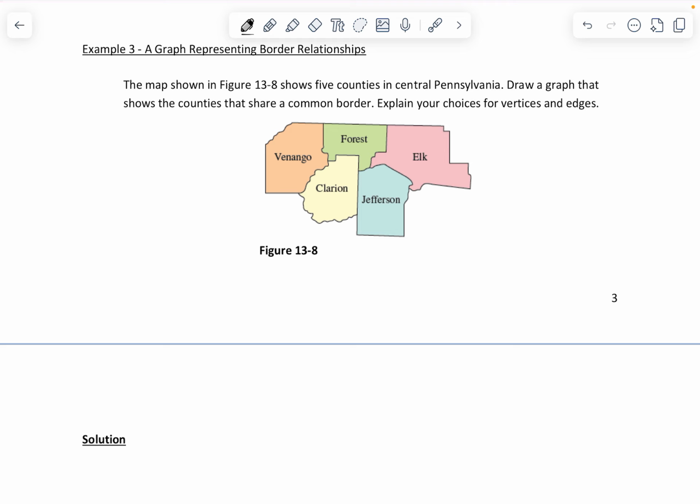In essence, the common borders are what connects the counties because you cross the border to get from one to the other. So we want to represent the counties with vertices and the common borders with edges. Okay, so let's do V for Venango County, F for Forest County, E for Elk County, C for Clarion County, J for Jefferson County.